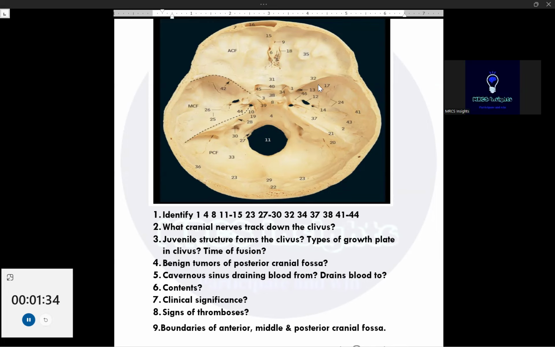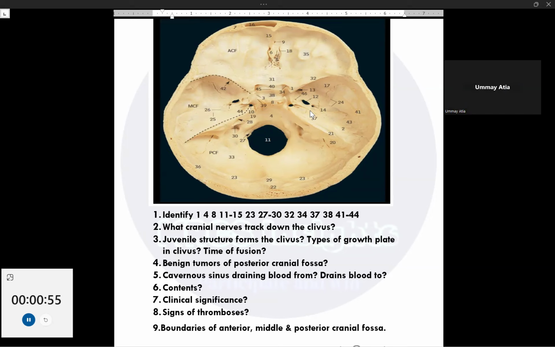So now tell me the boundary of the middle cranial fossa. Anteromedially by the limbus of the sphenoid bone, and anterolaterally by the lesser wing of the sphenoid bone, and then posteriorly by the dorsum sellae and petrous part of the temporal bone. Okay. And the floor is formed by the petrous part and also the squamous part of the temporal bone. Okay, so can you tell me the contents of this middle cranial fossa? It contains the middle cranial fossa.